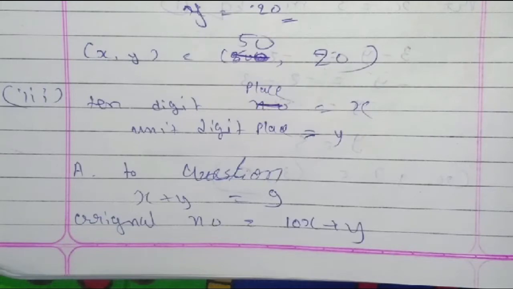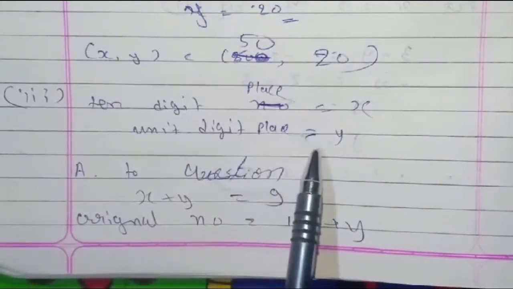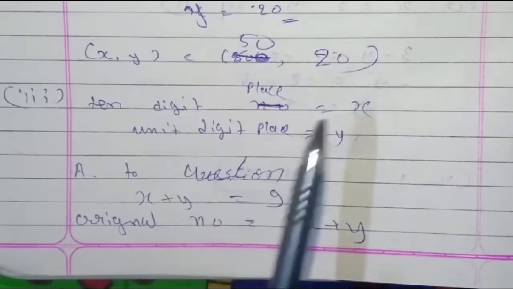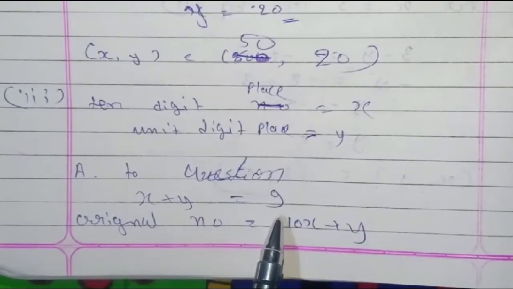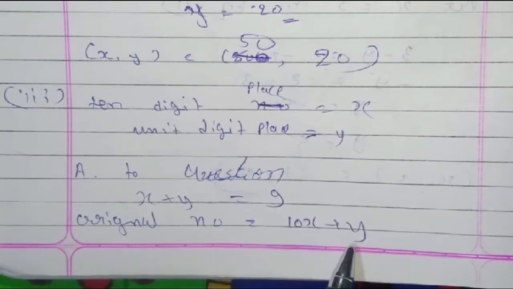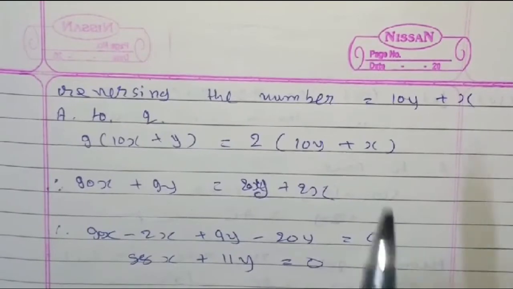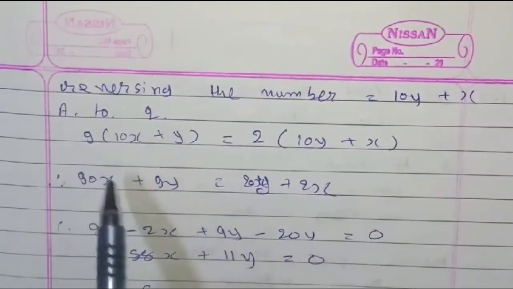So here we suppose the tens place digit is equal to x and the unit place digit is equal to y. Now according to the question, the sum of these 2 digits is 9. So x plus y is equal to 9. So our original number is equal to 10x plus y. Now we have to reverse the number. So if we reverse the number it becomes 10y plus x.